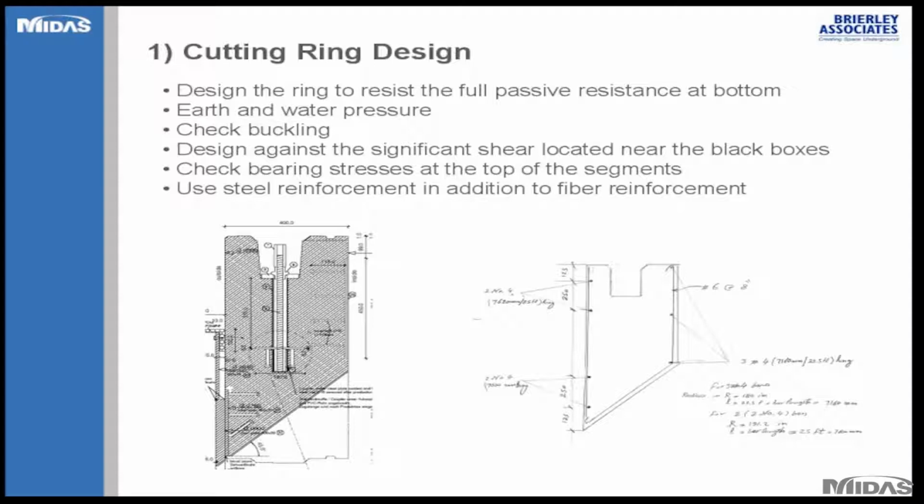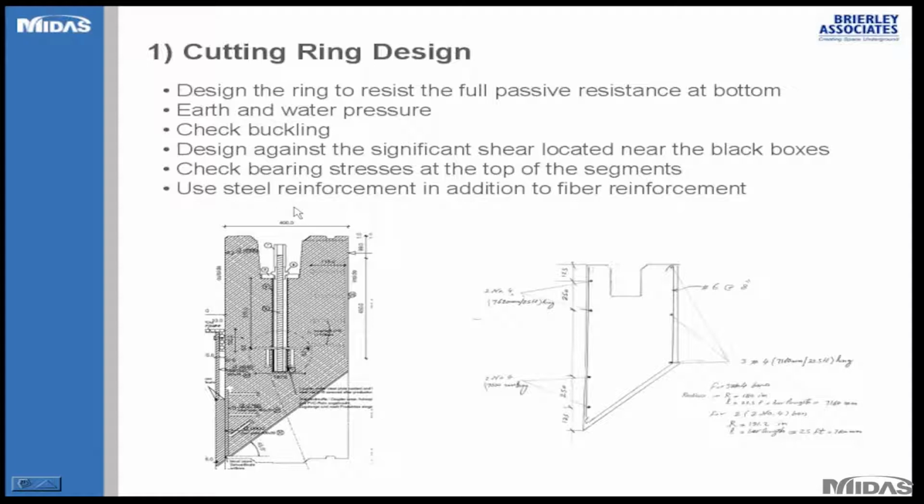And another consideration is to check the bearing stresses at the top of the segments, especially the cutting ring segment, because of all these cuts you have these grooves to house this tie rod, which you use to tie all the segments together, with rods that go through all the segments all the way to the bottom. So the whole system is connected together using these tie rods that go into the middle of the segments at specific locations.